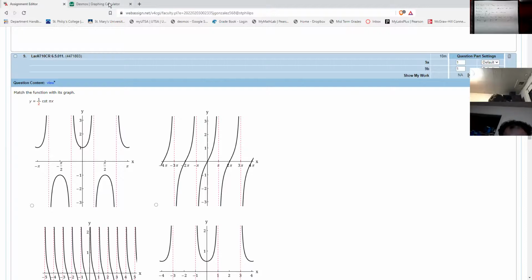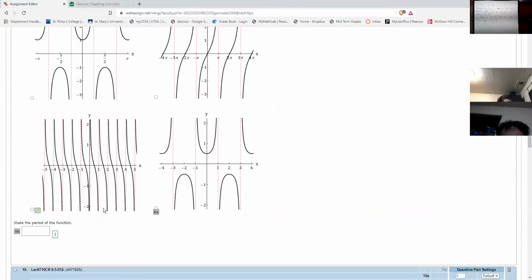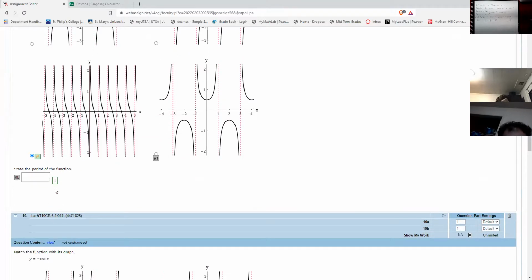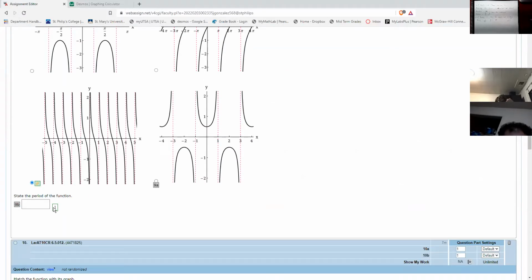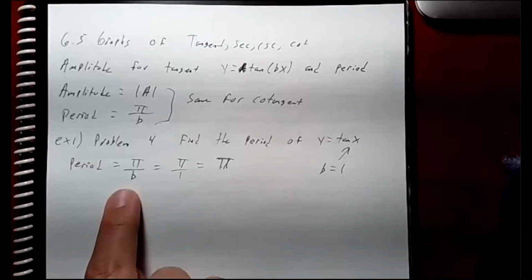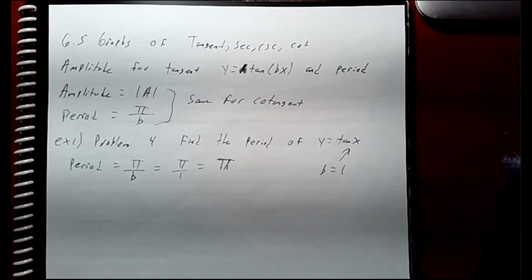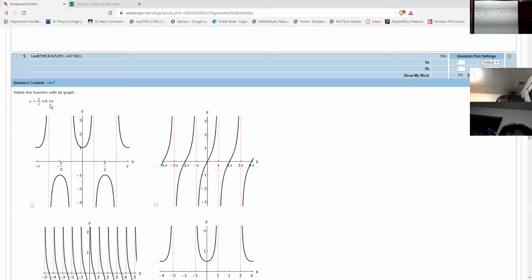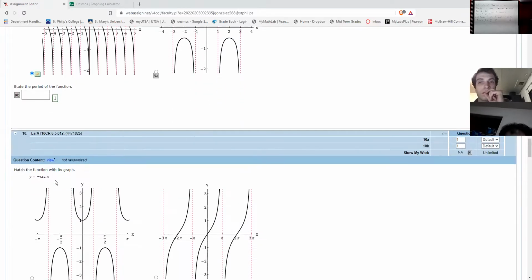Minus 1/2, yeah. So it looks like it's going to be this guy, right? So just pick the right answer. And then divide the pi by pi, which will give you a 1 from this formula, right? You see how the coefficient was pi, so it'd be pi over pi for number 9. So that's why the period is 1. Okay.